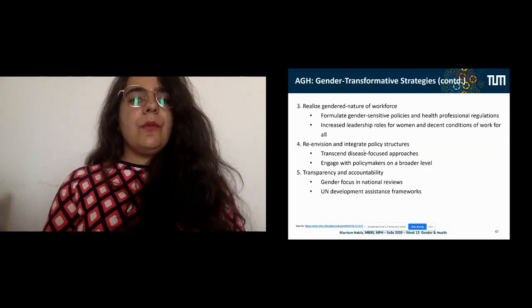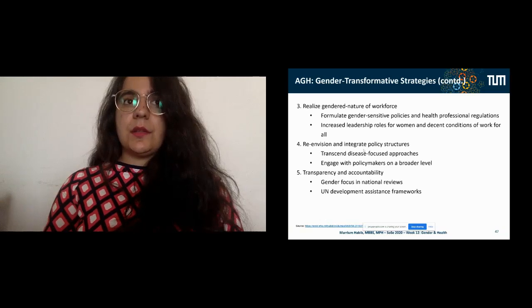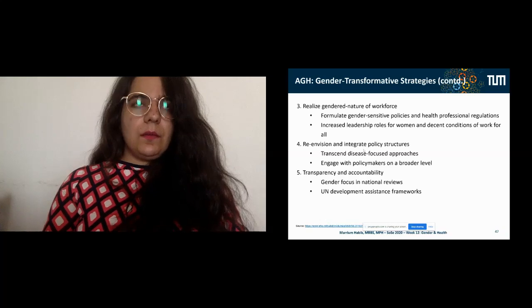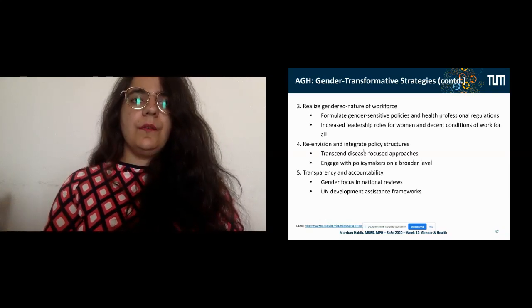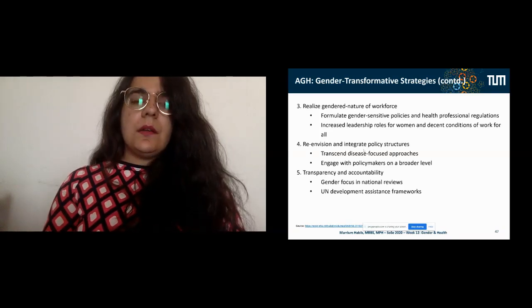Of course, we must realize the gendered nature of the workforce. At present, we could formulate gender-sensitive policies and health professional regulations across all levels of the workforce. There needs to be a push for increased leadership roles for women and decent conditions of work for all, and not just for women.